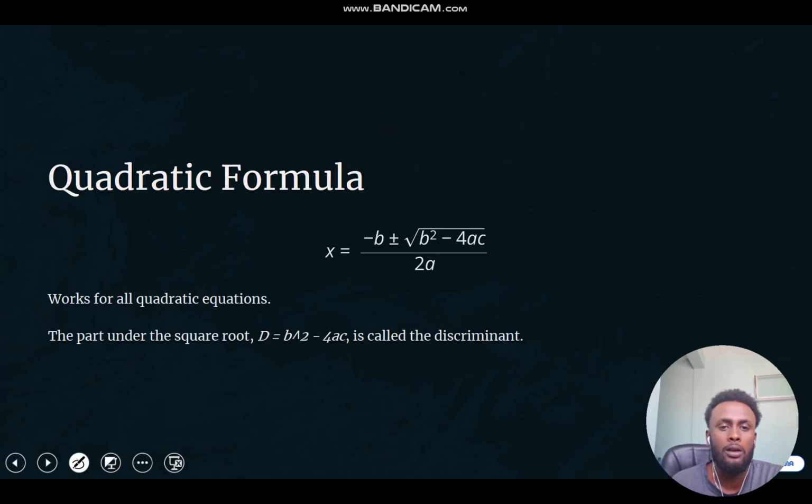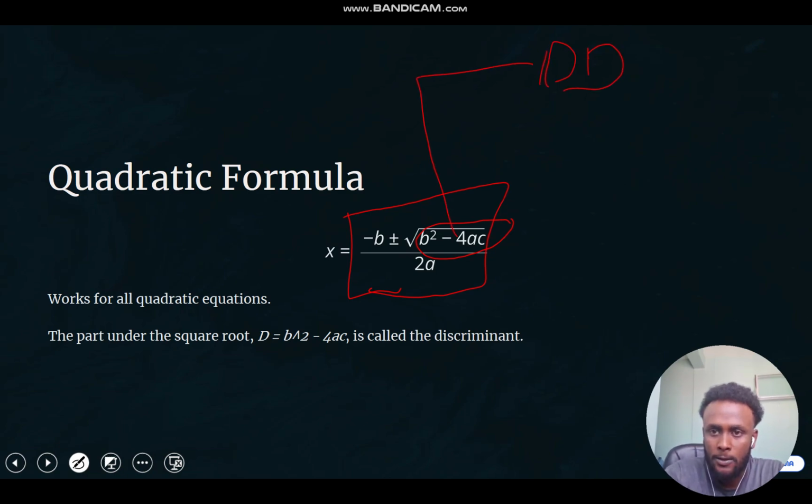So, the quadratic formula. There are many approaches to solve a quadratic equation. The most applicable and easiest way to solve quadratic equations is using the quadratic formula. As you can see, we can determine the value of x using minus b plus or minus the square root of b squared minus 4ac, over 2a. Based on this, the part under the square root is called the discriminant. This discriminant determines the number of solutions of any quadratic equation.